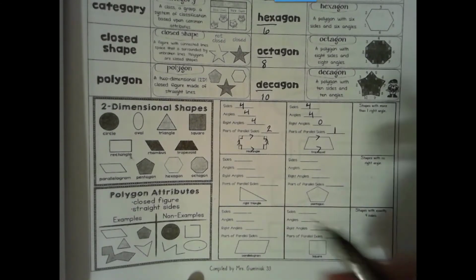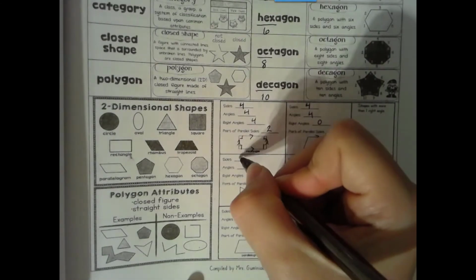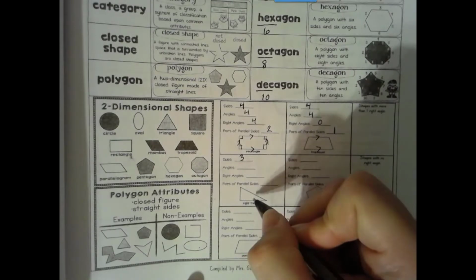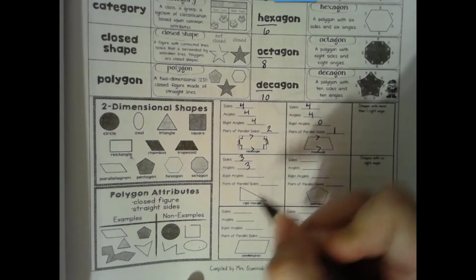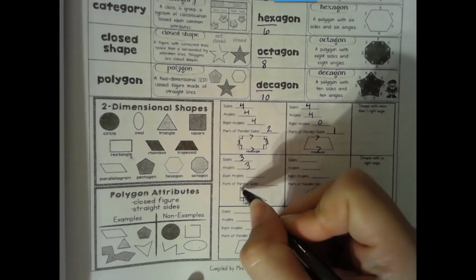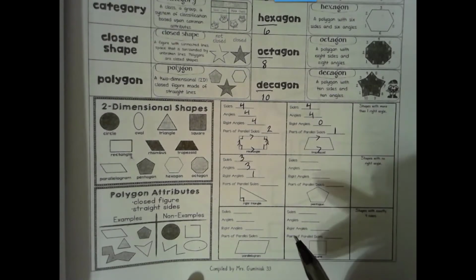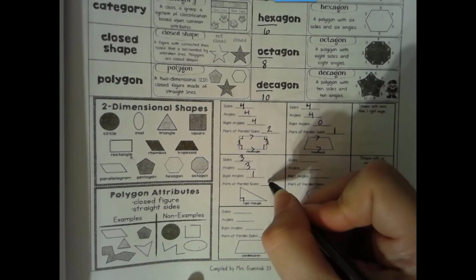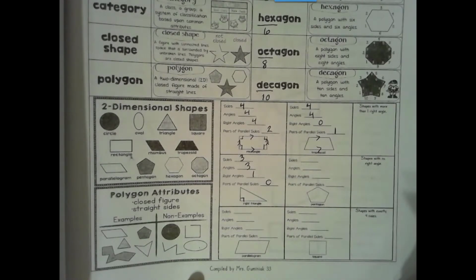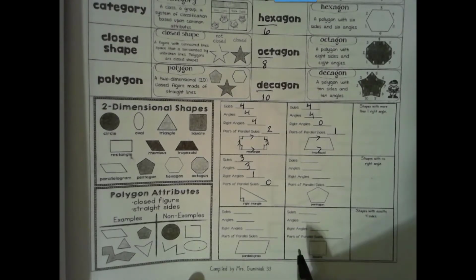Here we have a right triangle. We have 1, 2, 3 sides. We have 1, 2, 3 angles. We have 1 right angle because these 2 are acute. And we have no parallel sides because if we had parallel sides, then they would not all 3 connect. You can't have parallel sides in a triangle.